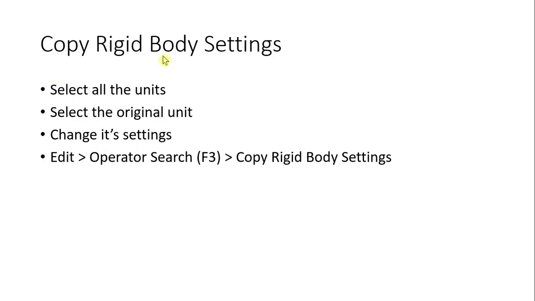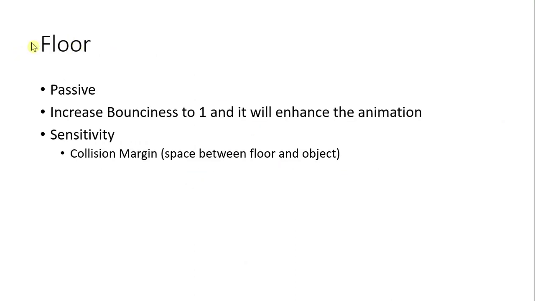We learned how to copy rigid body settings when we were using multiple pins, and we wanted to be able to apply the settings to one pin, and then we hit F3 and copied the rigid body settings to all of the other pins. Today we're going to be looking at having a floor and the objects interacting with the floor. Your floor is passive. We can increase the bounciness, and that's going to enhance the bounciness of your objects as well. And of course the sensitivity we decreased last time so that our objects weren't just sitting there vibrating all over the place when we press play.